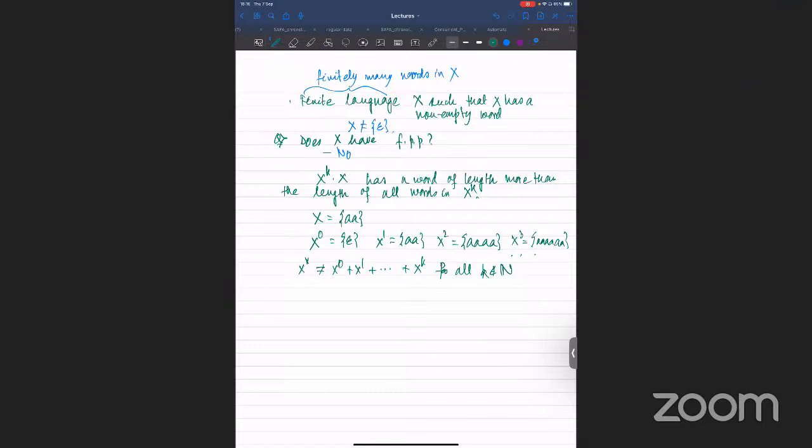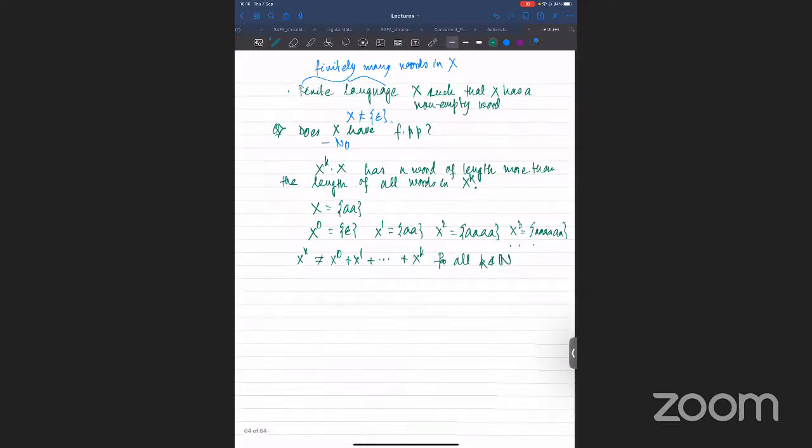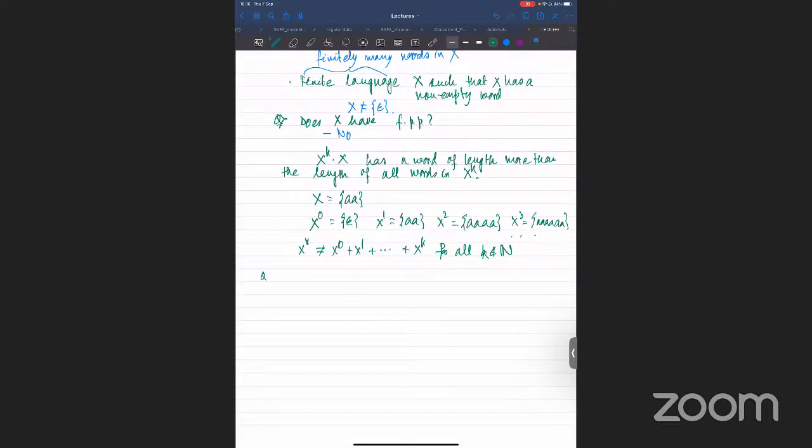So just to be a bit familiar, let's have some examples. What are the orders of these languages? A star plus A plus B star P. What is the order of this?